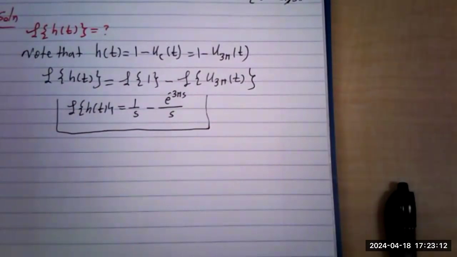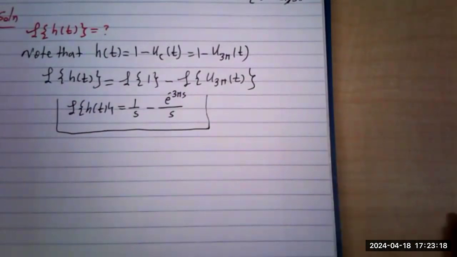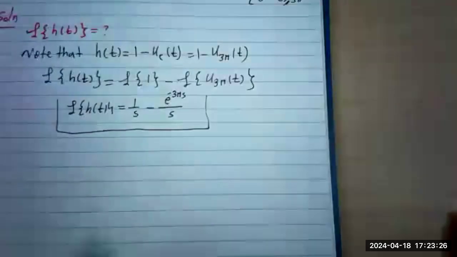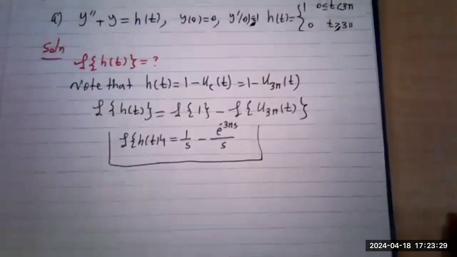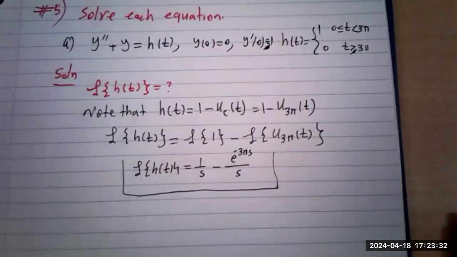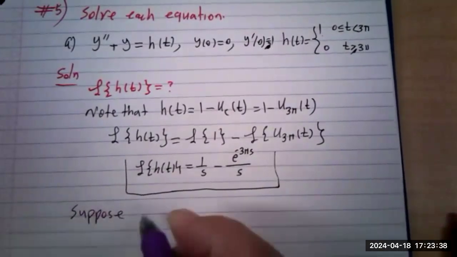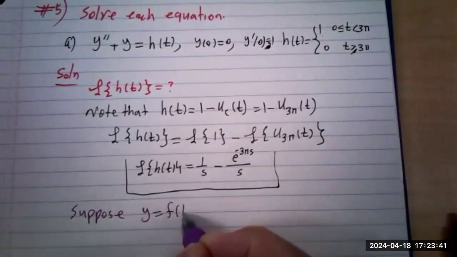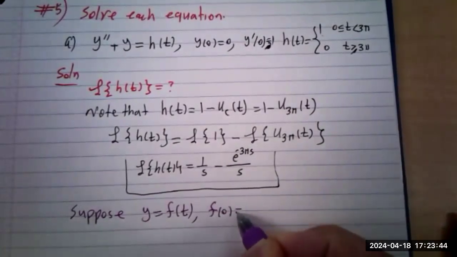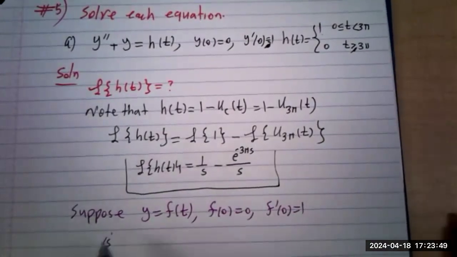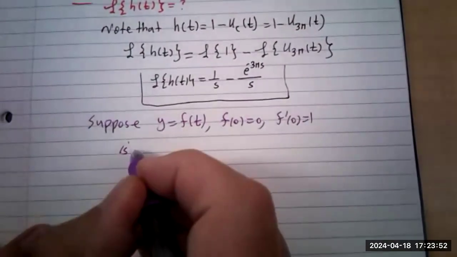What are y of 0 and y prime of 0? y prime of 0 is equal to 1, and the other one is 0. Now go back and start working on the equation. Call the solution f of t and continue. So suppose y equals f of t, with f of 0 equal to 0 and f prime of 0 equal to 1, is the solution.